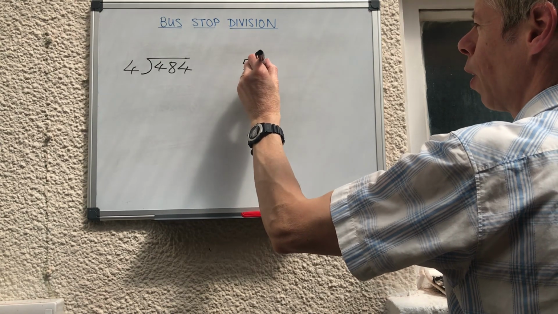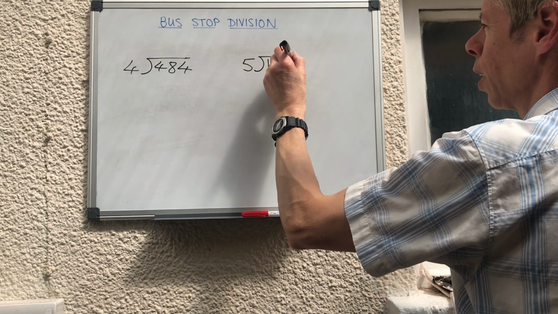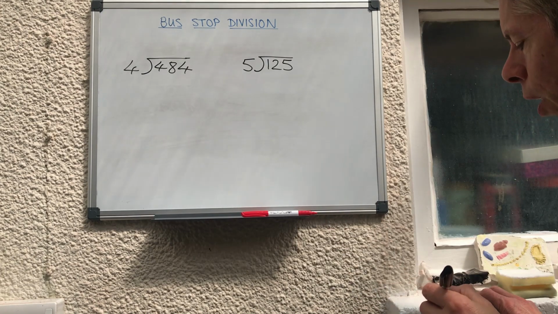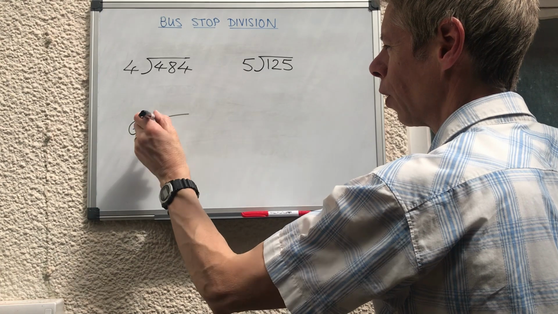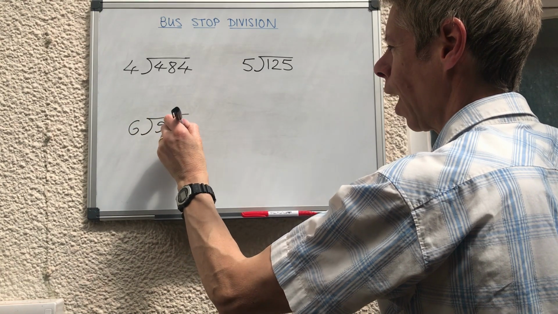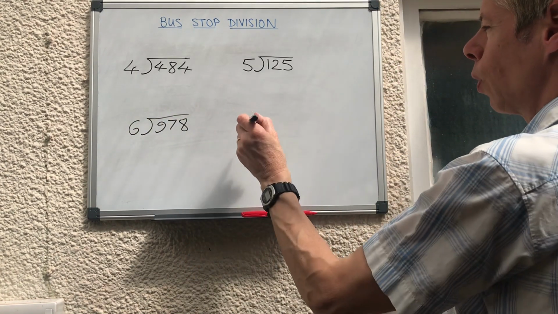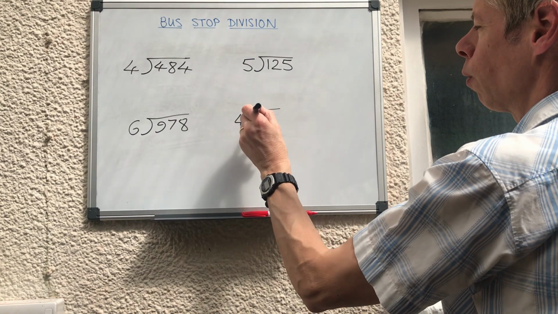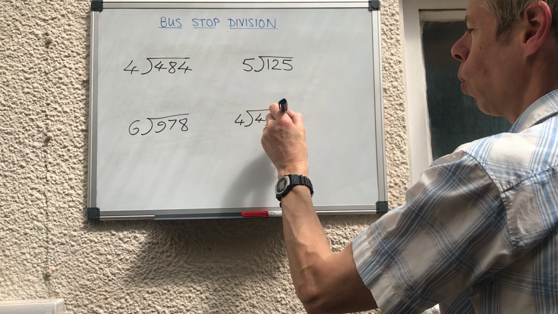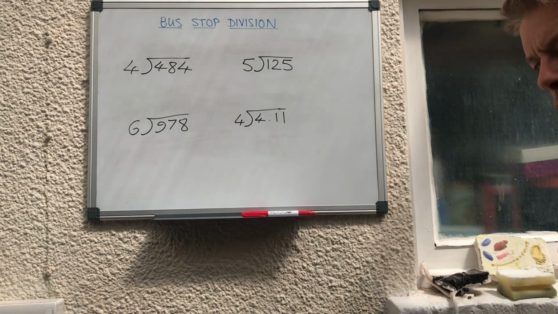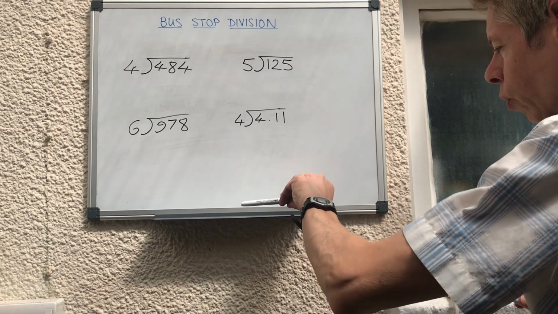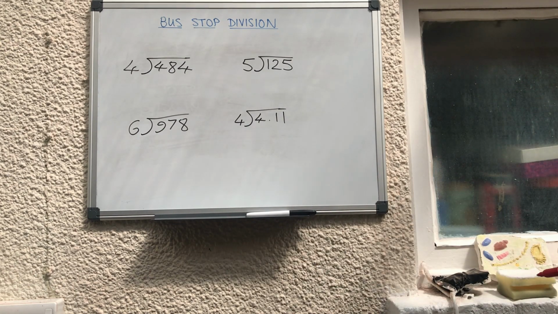Question 2 is how many 5s into 125? Question 3, how many 6s into 978? And question 4, how many 4s in 4.11? Okay, so have a go at those questions. If you're very quick, you may have already finished. If not, you can pause the video, finish the questions off, and then we'll go through them.